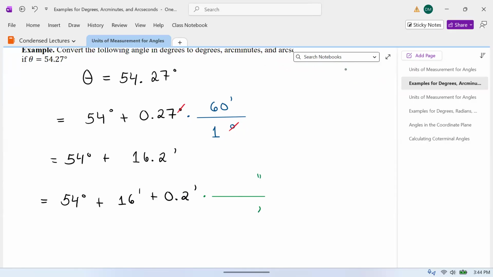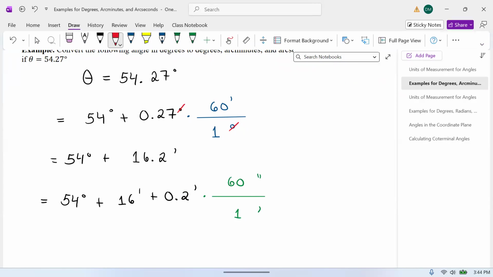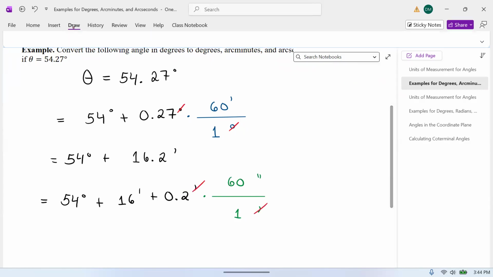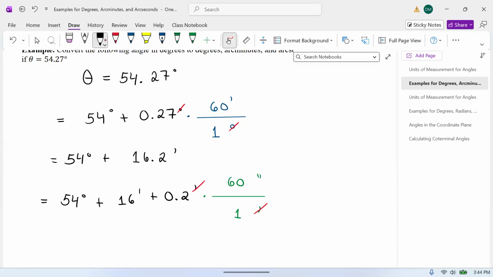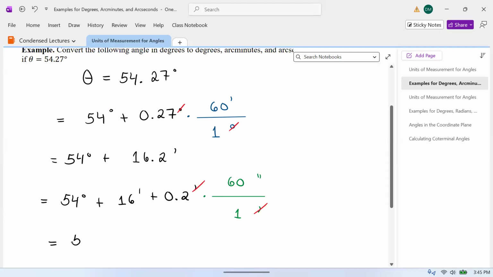Now I just need the numbers in the correct place. 1 arc minute to every 60 arc seconds. Units cancel. 0.2 times 60 is 12. So I'll finally write 54 degrees, 16 minutes, and 12 seconds.